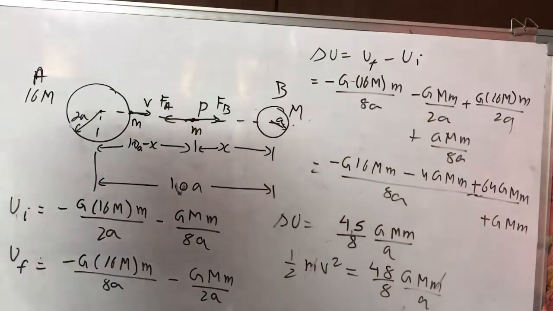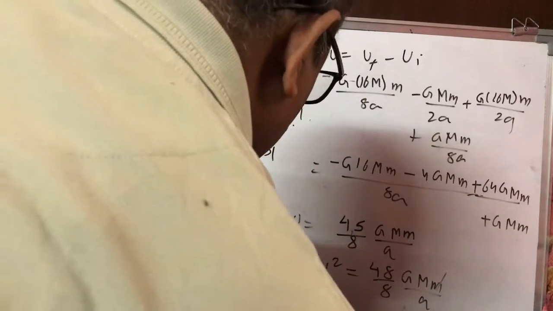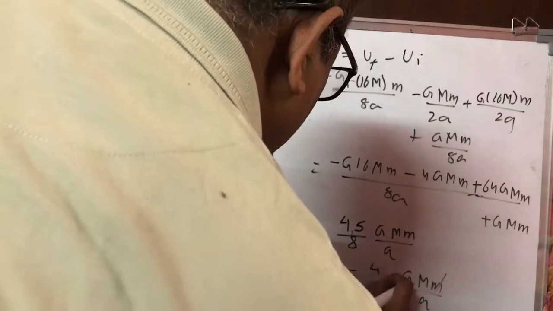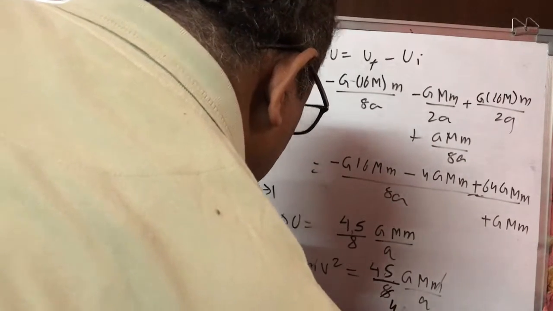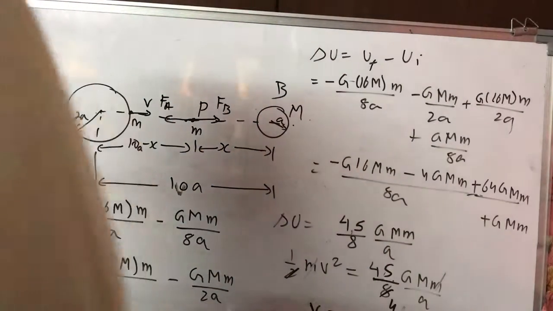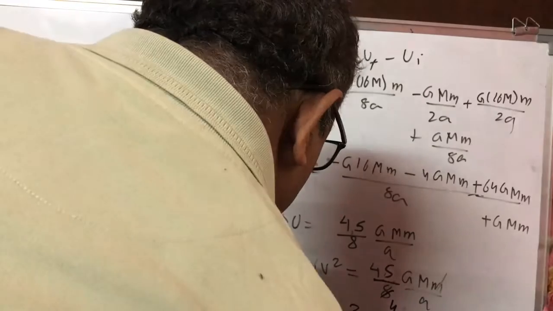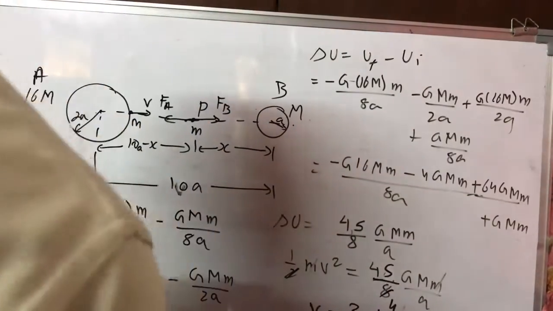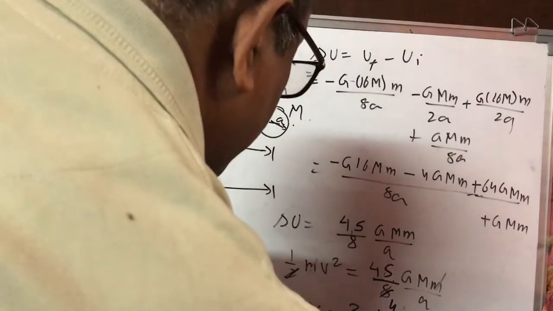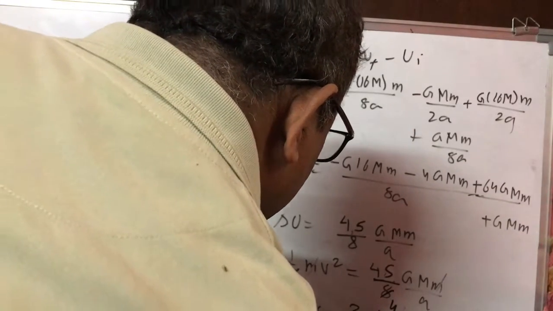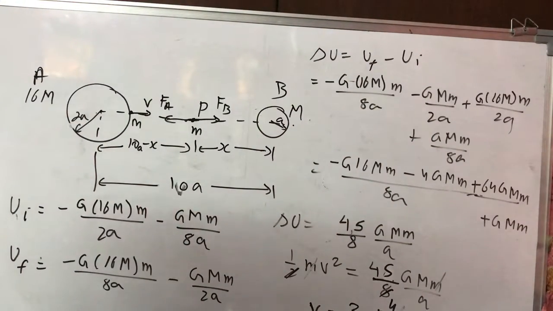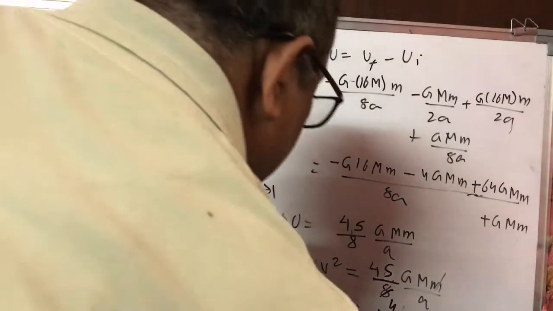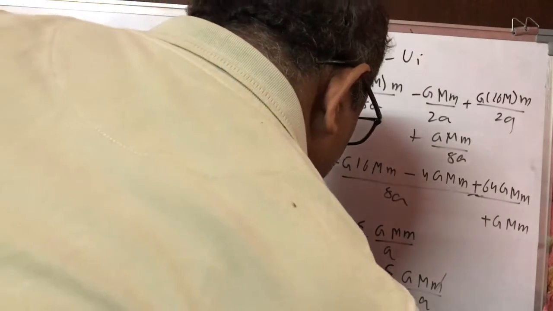So small m gets cancelled, and capital M stays. So 2 times 4 is 8, this is 45. So v square is equal to 45 G capital M by 4a, or we can take square root of this. That is going to give you 3 by 2 into under root of 5 G into capital M by a. V is equal to 3 by 2 under root 5 GM by a meter per second as your answer to this problem.